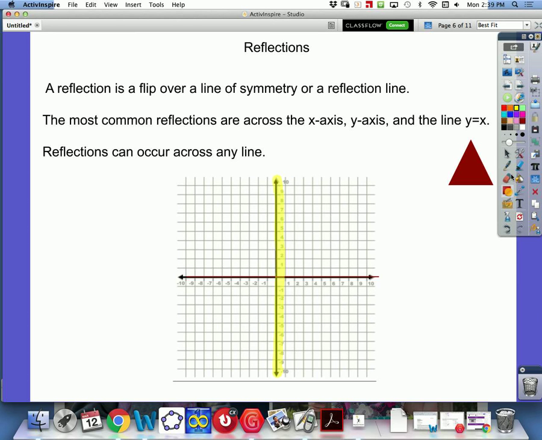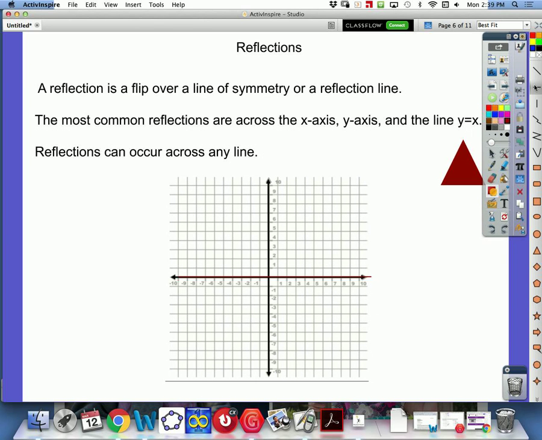Or the one that's probably new to you is they may ask you to reflect over the line y equals x. That line means that no matter what the y-coordinate is, that's the x-coordinate. And that is actually a diagonal line that looks like this. So when that happens, we have to actually reflect diagonally. And I'll show you how we do that.